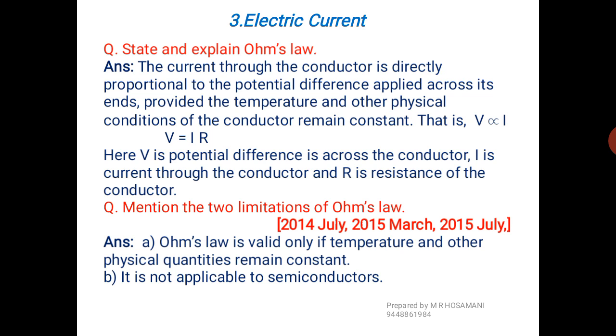Because if you draw the graph of potential difference versus current, we are not getting a straight line for semiconductors. But we'll get the straight line for conductors if the temperature and other physical conditions are kept constant. So then it is valid. And one more thing you have to remember, the devices which obey Ohm's law are called ohmic devices, and the devices which do not obey Ohm's law are called non-ohmic devices.